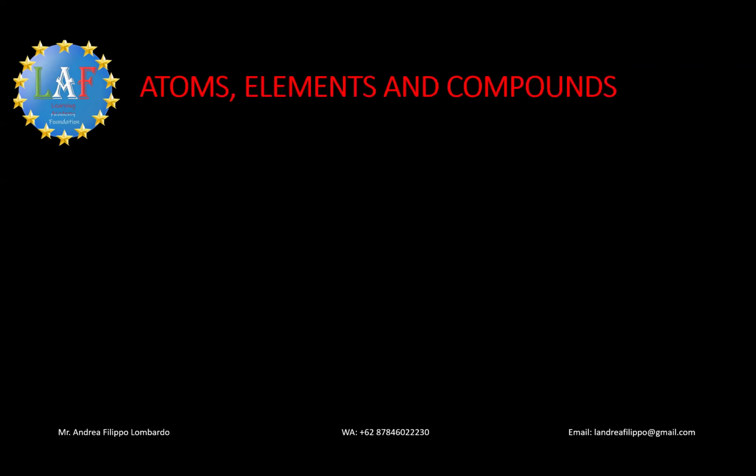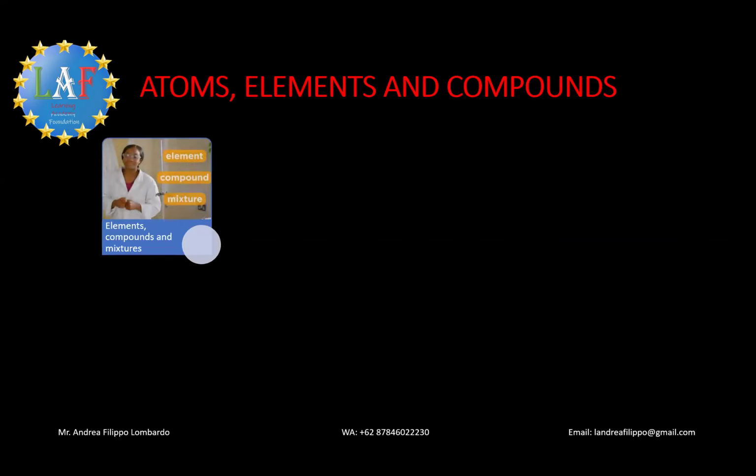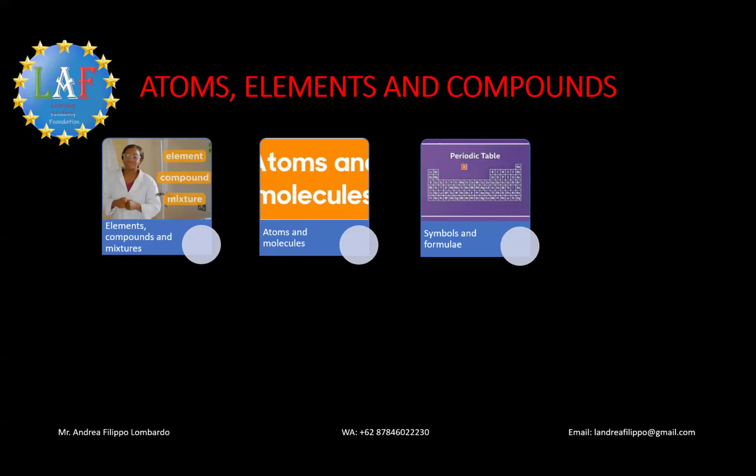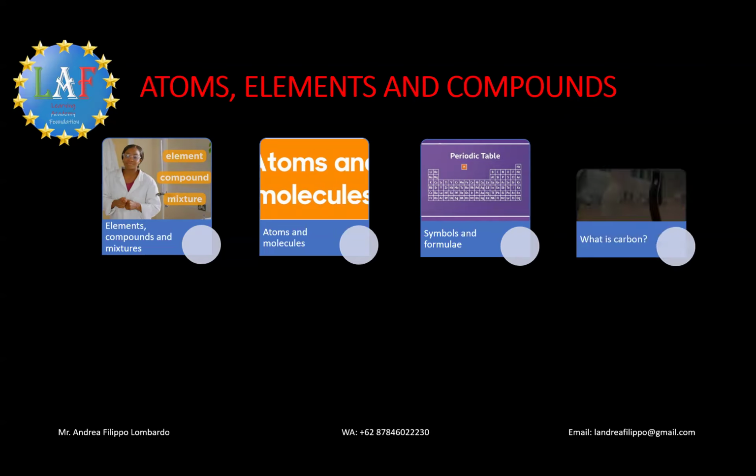The next section will be atoms, elements, and compounds, where the students will learn about elements, compounds, and mixtures. They will see that atoms are the building blocks of everything, and atoms can form strong bonds with each other, making molecules. They will also see that letters from the alphabet are used to represent chemical elements, and an element's chemical symbol is a single capital letter or a capital letter followed by a lowercase letter. They will also find out about the structure and properties of the element carbon.